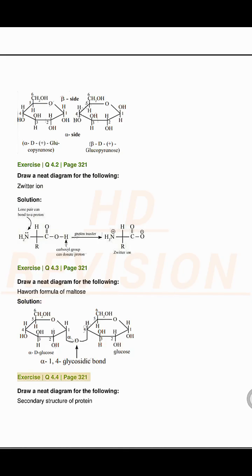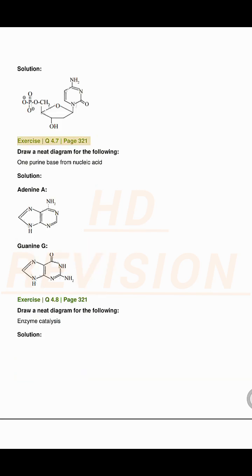Exercise Q4.4, page 321. Draw a neat diagram for the following: Secondary structure of protein. Solution: Alpha helix. Beta pleated sheet. Exercise Q4.6, page 321. Draw a neat diagram for the following: dCMP. Solution.